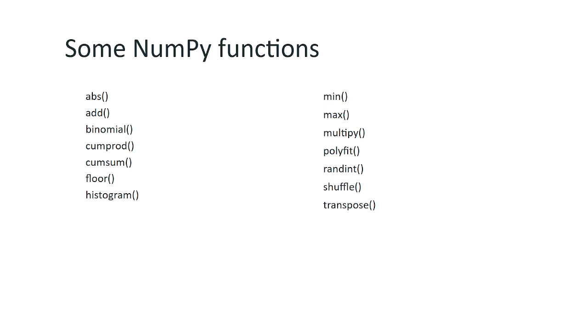Then we have got some other NumPy functions also. The first one is abs. Then we have add. We have got the functionality to perform binomial. Then we have the functions for floor, minimum, maximum, multiply, shuffle, transpose. So all these functions will help you to perform a number of actions or computation statements related to statistical computation approaches. That is actually the most powerful part of NumPy.